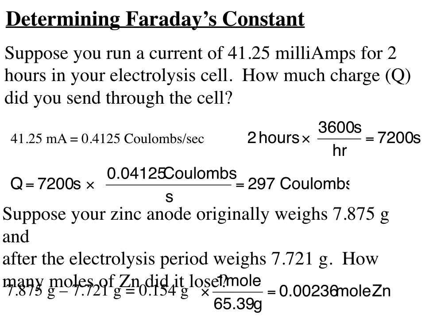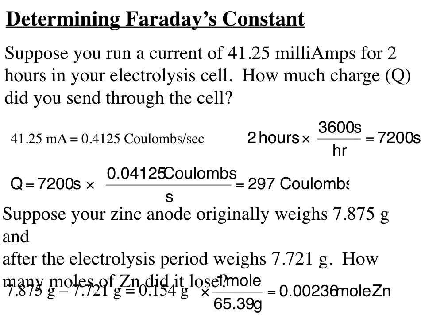Now to find the total charge transferred to the electrodes during the experiment, I multiply the time that the charge was delivered times the current that the charge was delivered at, or I take 7,200 seconds times 0.04125 coulombs per second, and I find that 297 coulombs were delivered to the circuit.